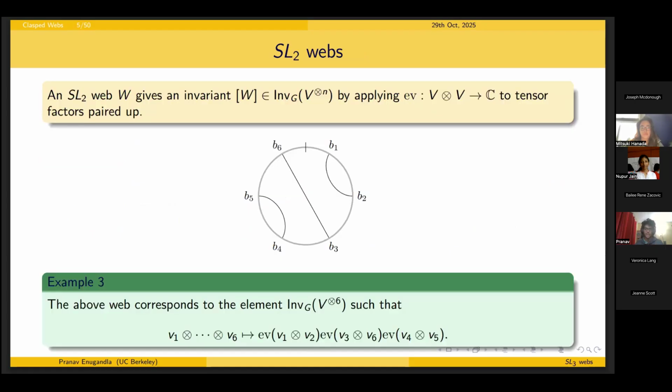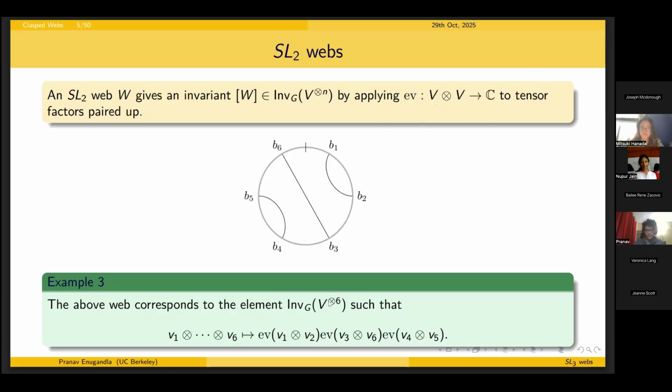So how do I interpret this as an element in my vector space? Because SL_2 has this special property that V is its own dual, this works only in SL_2, but because I have V being its own dual, I can pair two copies of V to get a complex number. The way that works is you have two-dimensional vectors, you put them in a matrix, you take the determinant. That's one way to think about this evaluation map. So what this picture is telling me is which two vectors I'm pairing up.